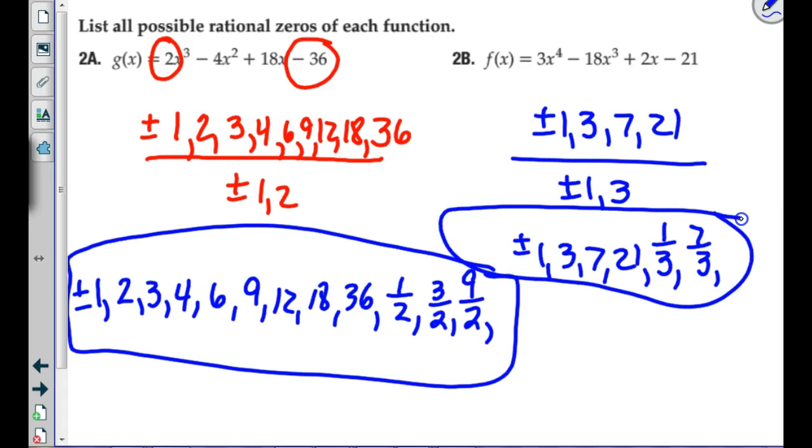There's a question on the quiz. Just write out all the possible rational zeros. Now tomorrow we'll talk about what you have to do with those. So we didn't get as far as I wanted today, but you need to finish up 2.3.